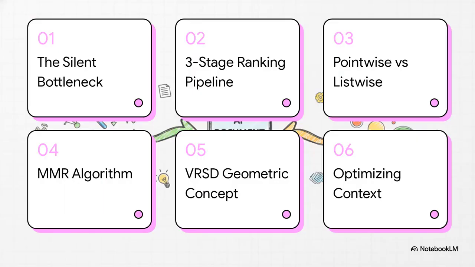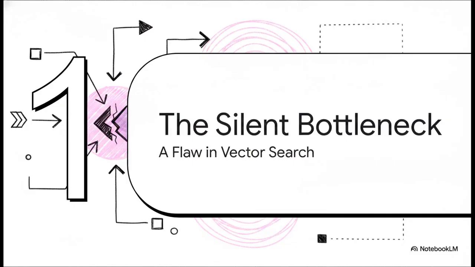So here is our roadmap for today. We're going to cover the silent ranking bottleneck, the three-stage ranking pipeline, pointwise versus listwise logic, maximal marginal relevance, the VRSD geometric breakthrough, and finally, optimizing LLM context windows. Let's get to it. Section 1.